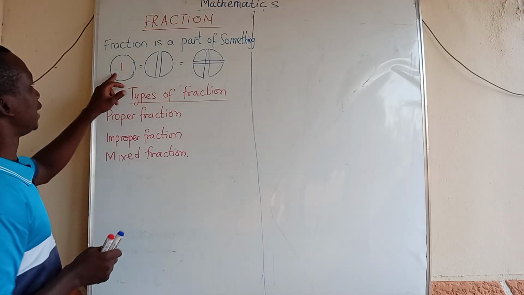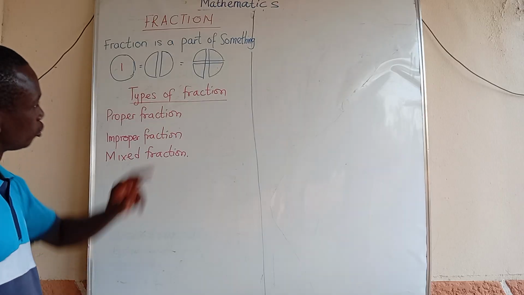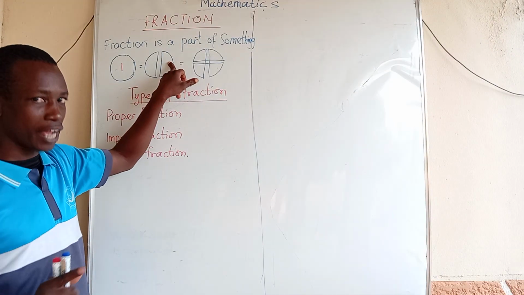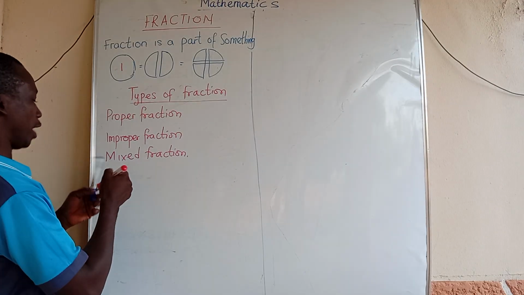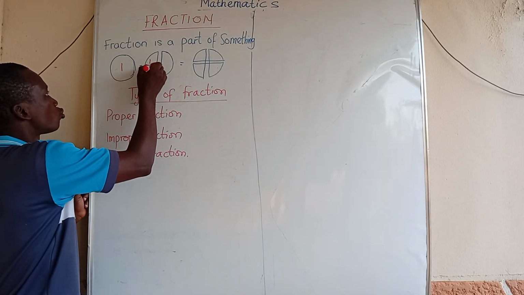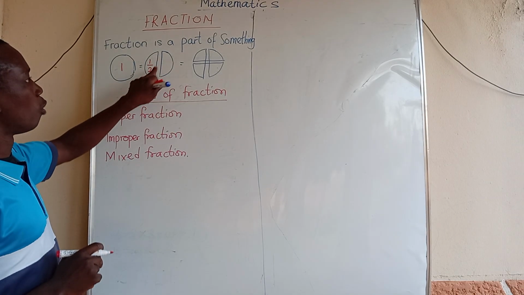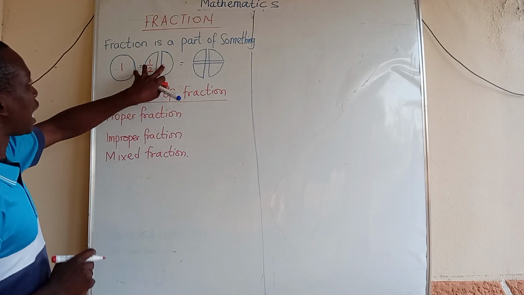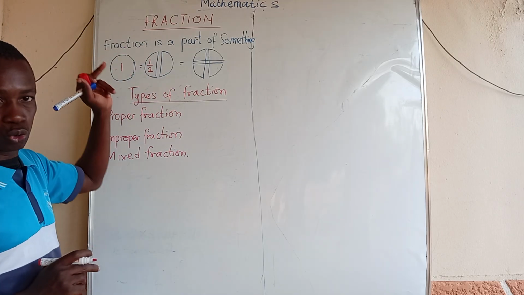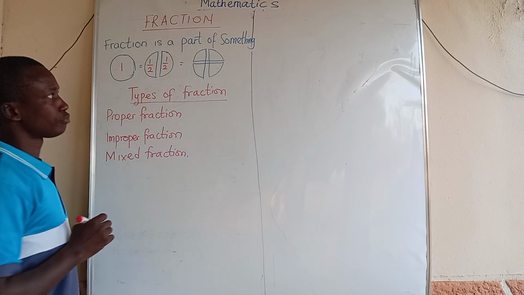By the time I divide it into two, it becomes a fraction. So this is a fraction and this is another fraction. This one is going to be called 1 out of 2 fractions. That is half. So out of these two, this is 1 out of the 2, and this also is going to be 1 out of 2.